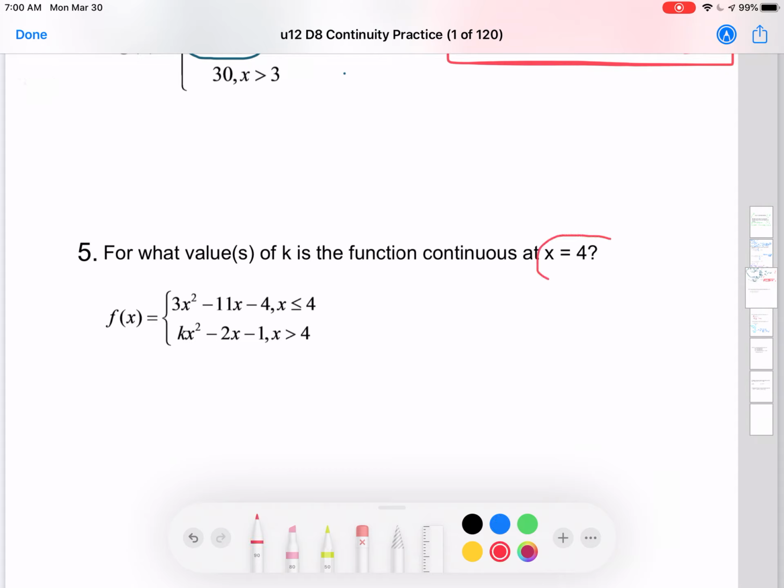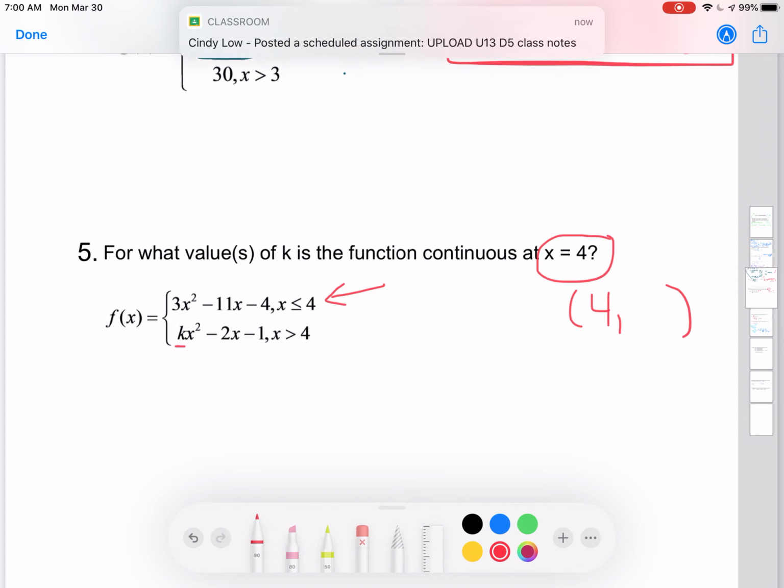The first thing we want to do is we want to try and get a partner for that 4. So which piece can we plug it into where we could actually get a partner for that 4? We could plug it into this one, right? You don't want to use the one with the variable.